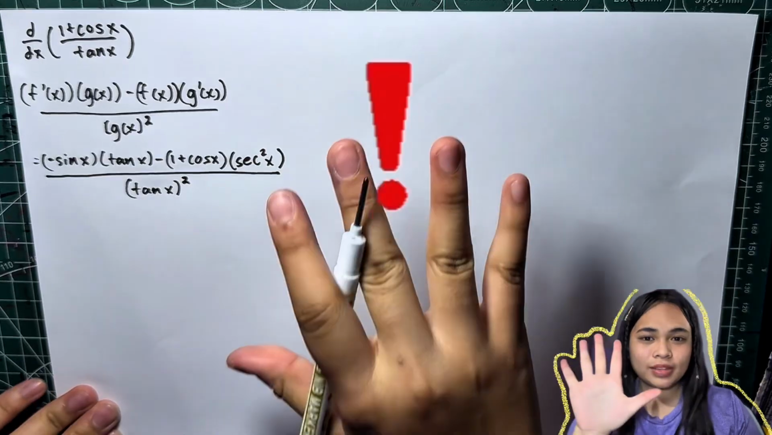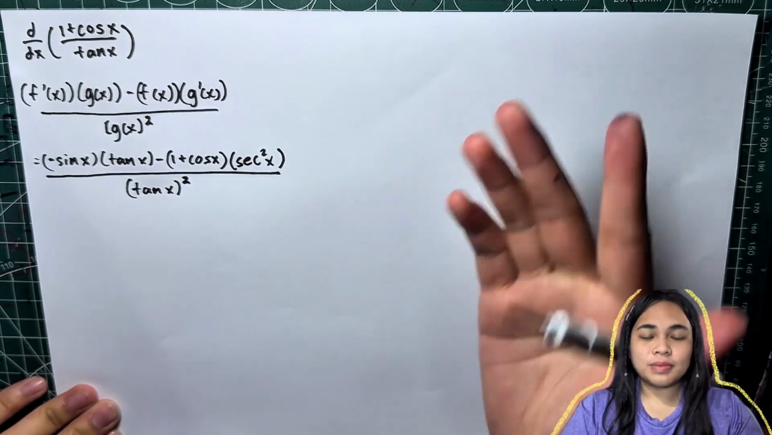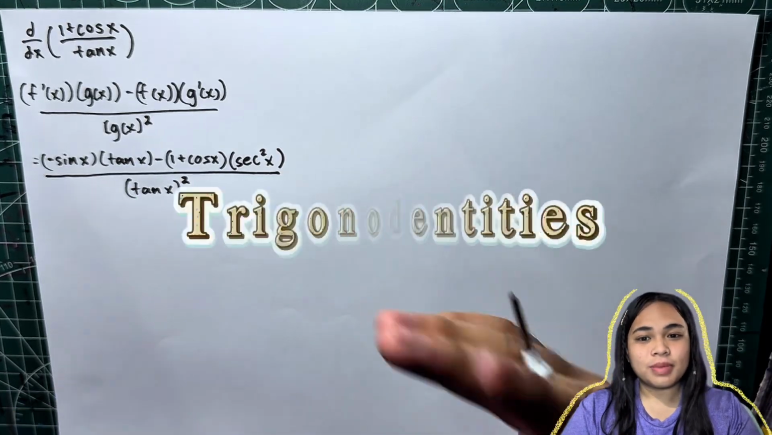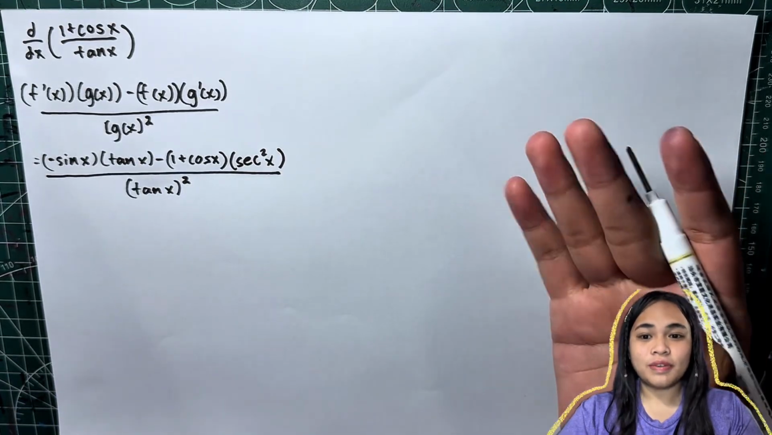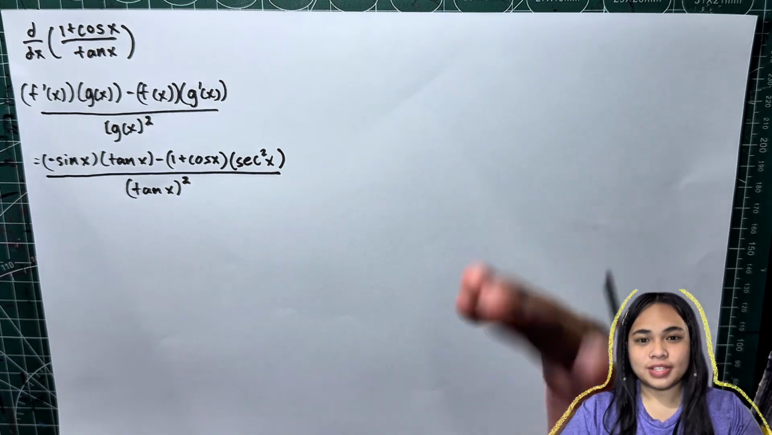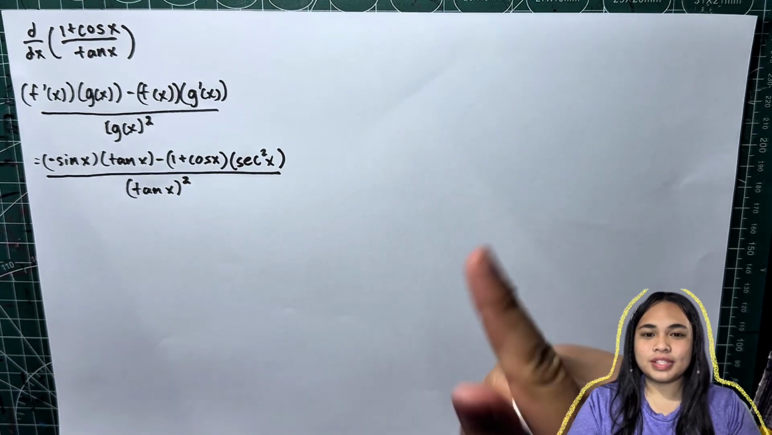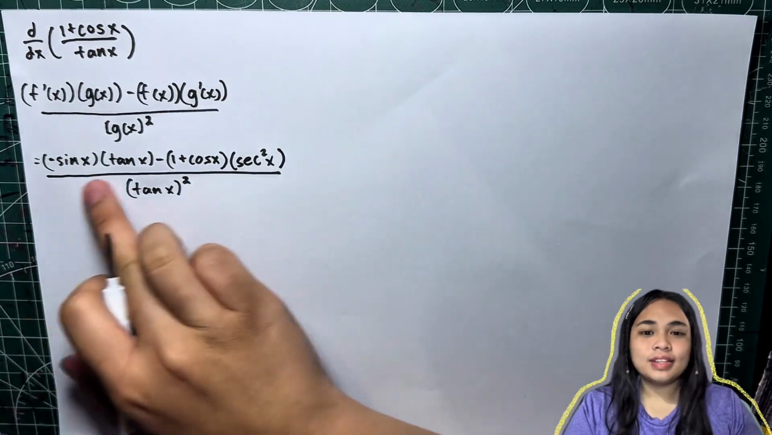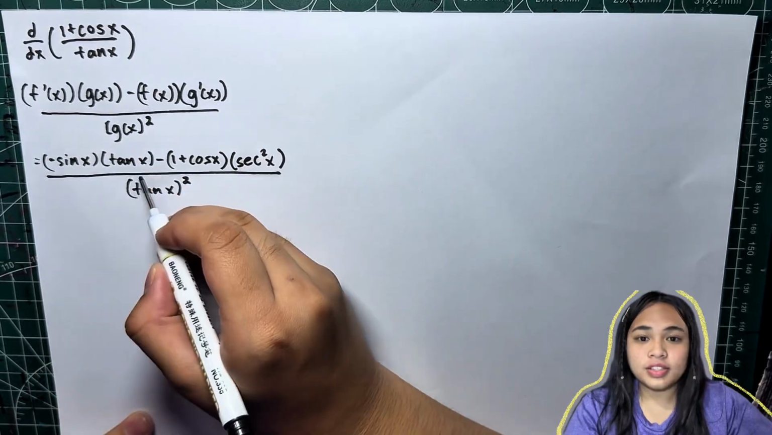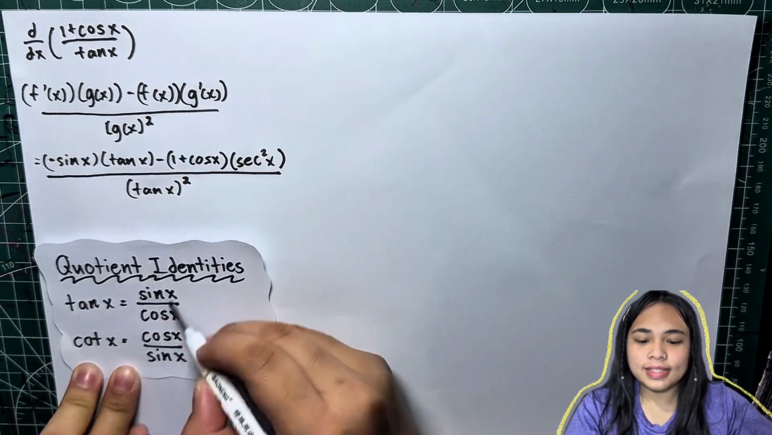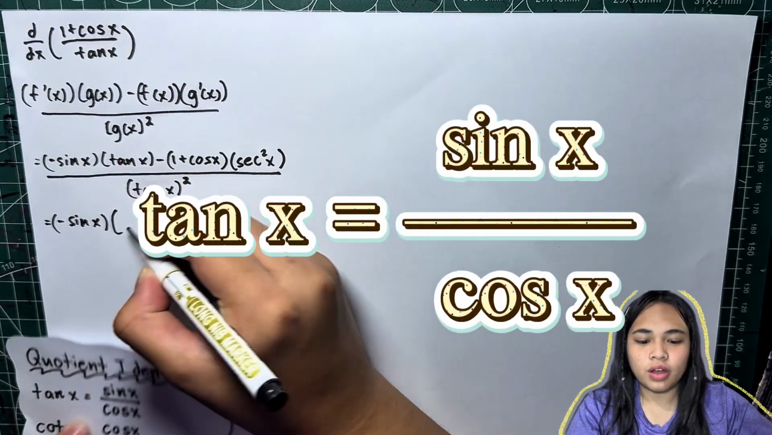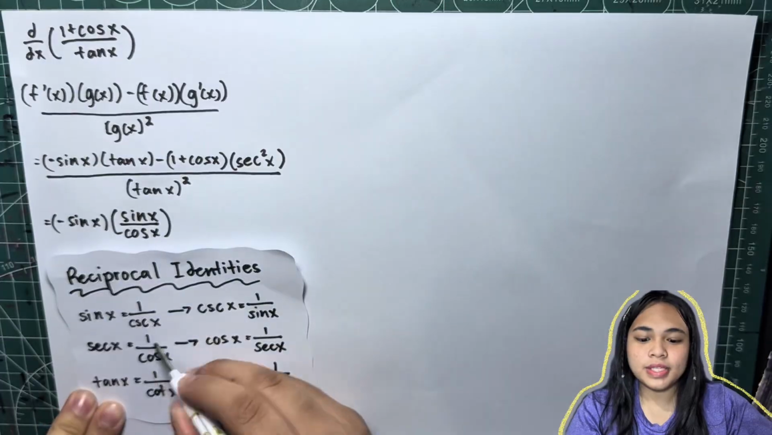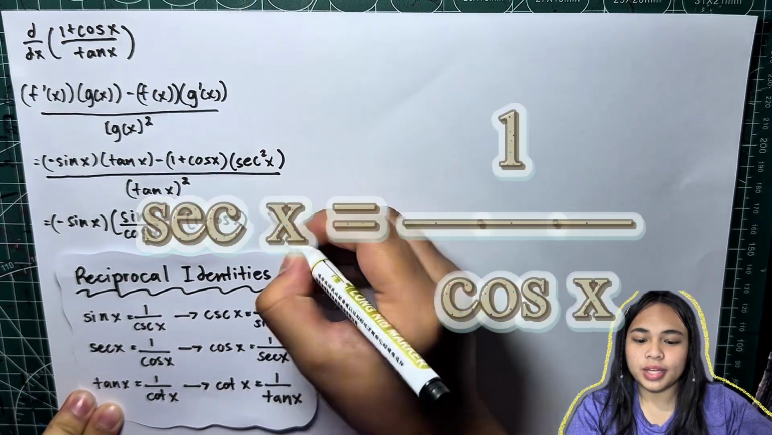Now, stop right there. Before we continue, let us remember that since we are dealing with trigonometric functions, trigonometric identities are essential factors to solving these types of functions. In this function, we will be focusing on quotient identities and reciprocal identities. Firstly, let us identify what to simplify. As you can see in the first term, tan x can be simplified into sine x over cos x. And in the second term, sec squared x can be simplified into 1 over cos squared x.